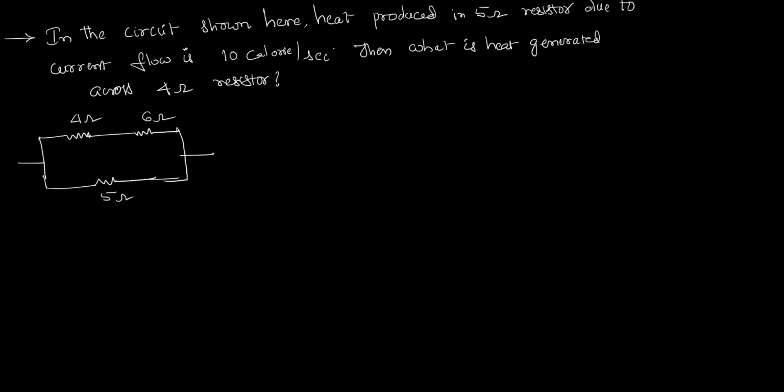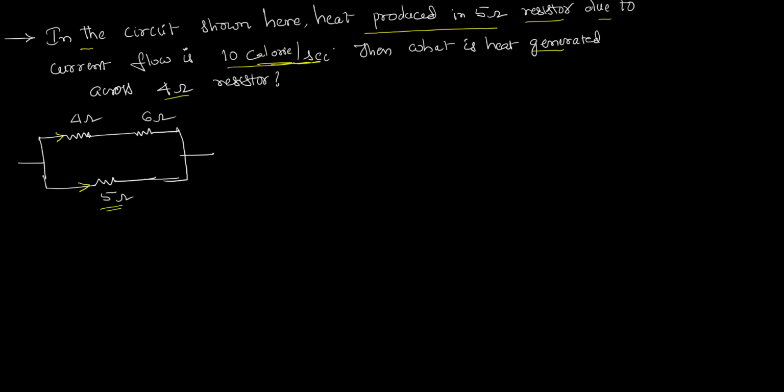Here in this video, we are planning to solve a very simple problem. The problem is like this. It is given that the heat produced in a 5 ohms resistor due to the current passing is 10 calories per second. Look at this circuit. Here is the 5 ohms resistance. It is given that there is heat generated in that resistance. How much? 10 calories per second. Then what is the heat generated in the 4 ohms resistor? That is, this resistance is the question.